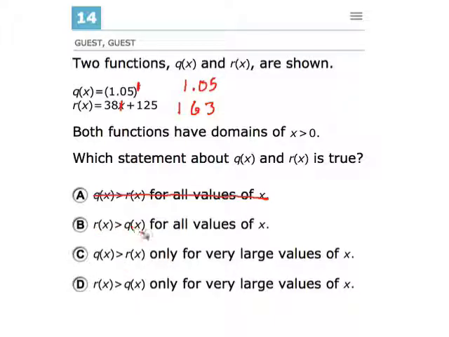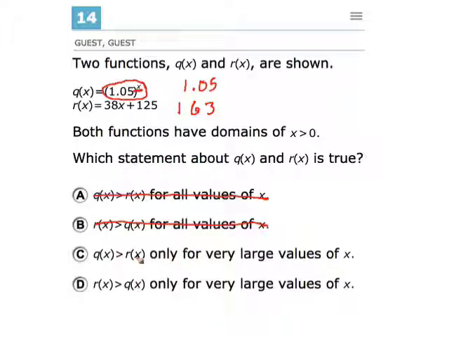Is r of x always bigger? Well, the answer to that is no. How do I know that so quick? Well, because this is an exponential function, because I have x in the exponent. Exponential functions always grow faster in the long run. They always get bigger over time. So that means q of x will eventually be bigger than r of x, no matter what, because it is an exponential function. So that leaves me here.